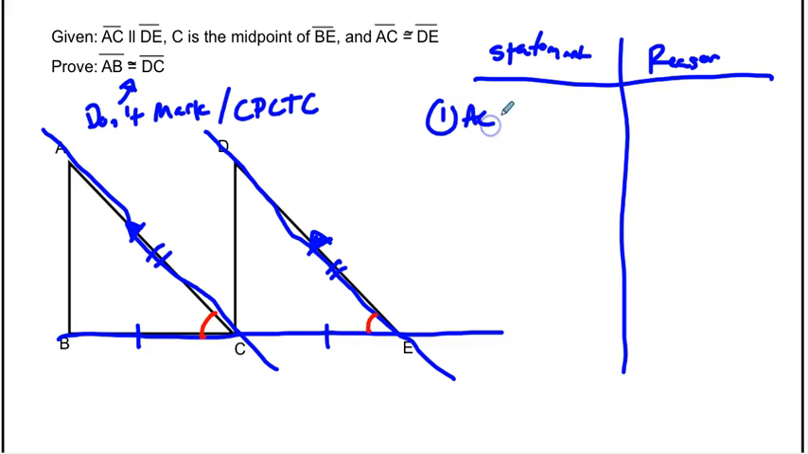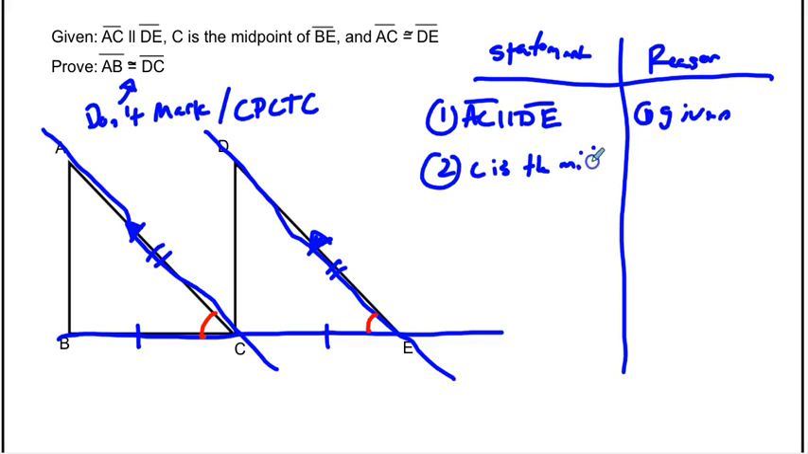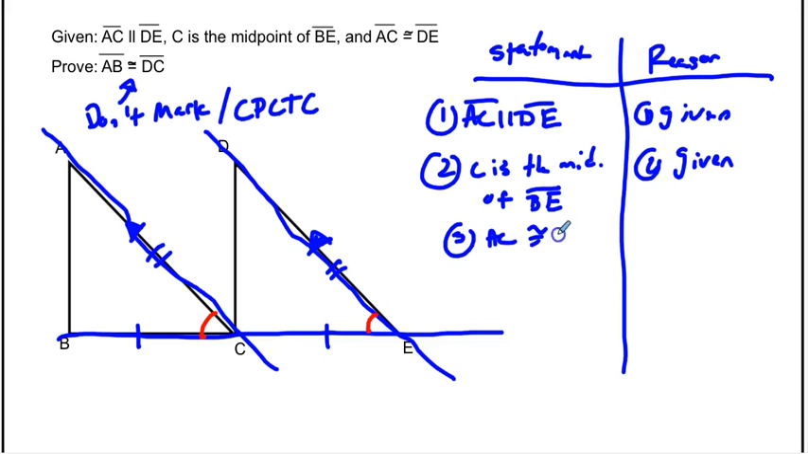1, AC is parallel to DE. That is given. 2, C is the midpoint of BE. All right, and 2, we'll say given. 3, AC is congruent to DE. All right, and that is given.